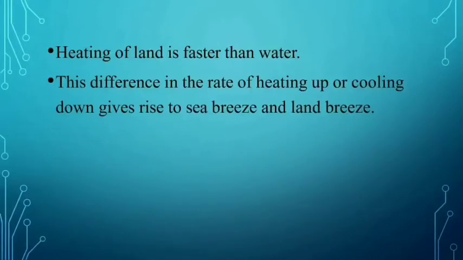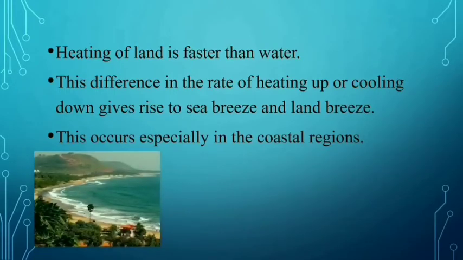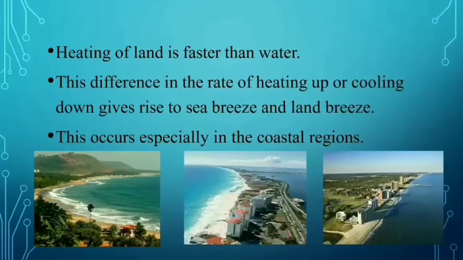Now, another important line in this chapter is heating of land is faster than water. Remember that. This difference in the rate of heating up or cooling down gives rise to sea breeze and land breeze. This occurs especially in the coastal region. Coastal region is the place in which land area is close or near to ocean or sea. Those areas are known as coastal regions. Sea breeze and land breeze can be better observed if you visit any coastal areas.